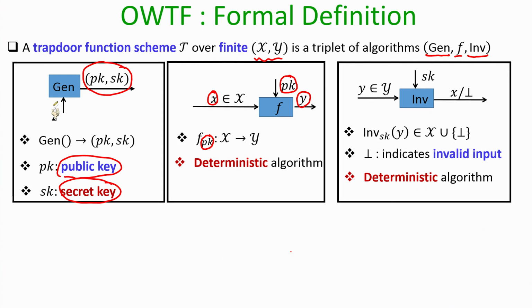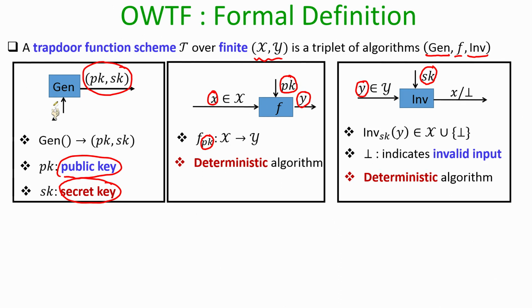Now, the inverse algorithm is also a two input function. It takes an input y from the set fancy Y which you want to invert, and the secret key sk. That means this function can be invoked only by an entity who possesses the secret key, which in our context is the trapdoor information.